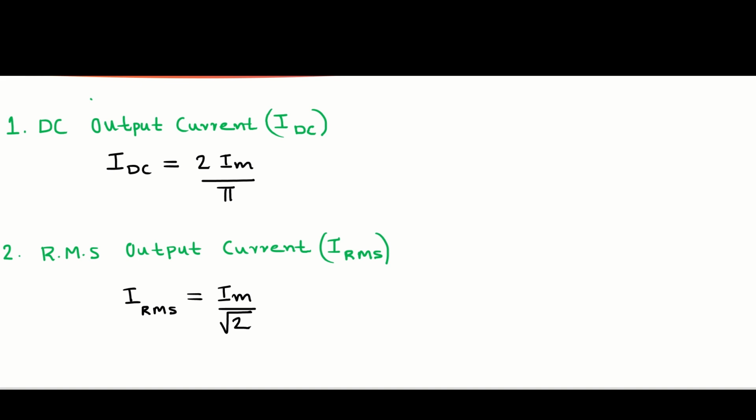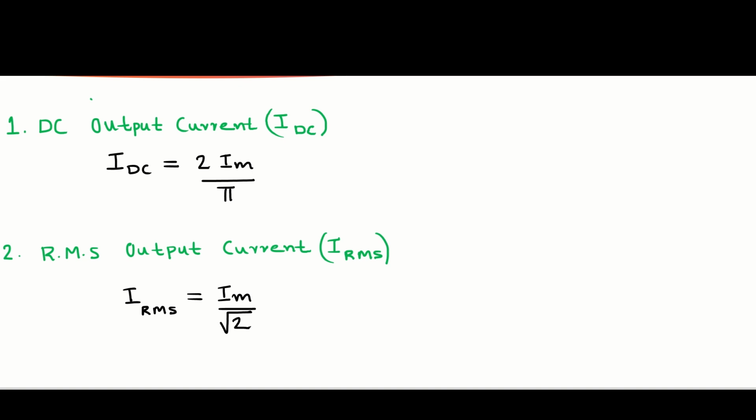What do you mean by DC output current? It is the average value of current indicated by IDC, which is given by 2Im divided by pi, where Im is the maximum value of current.